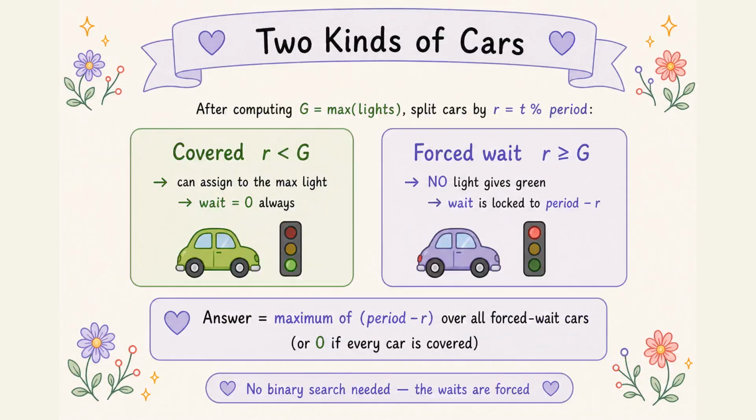So after computing G, every car falls into one of two buckets. If R is less than G, the car is coverable. Assign it to the max green light and wait is 0. If R is at least G, the car is forced to wait, and that wait is locked to period minus R, no matter which light you pick. Therefore, the minimum possible penalty is simply the maximum of period minus R over all forced wait cars, or 0 if every car is coverable. No fancy matching is required.